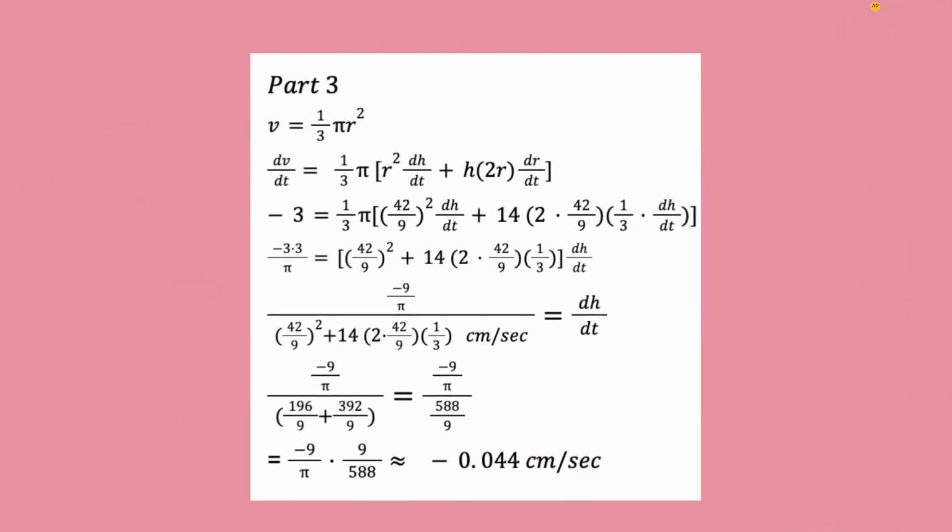Since we have all our missing values, we can plug it into the derivative of the volume formula. We divided out 1/3 pi as well as simplifying inside the bracket and dividing out dh/dt. After much simplifying, we get that the rate of the height of the gelato is decreasing at 0.044 centimeters per second.